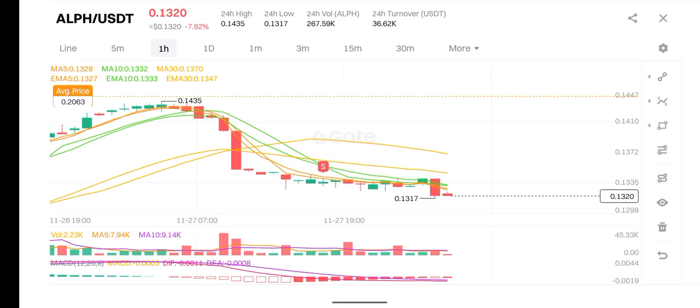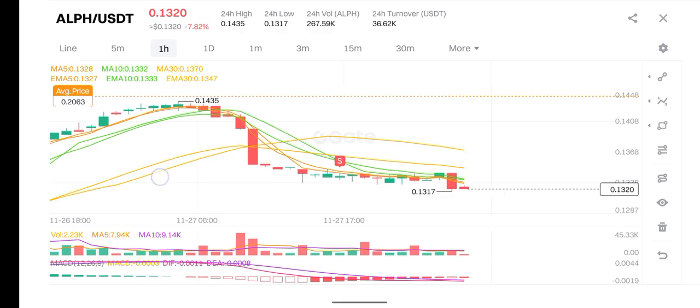Okay, so we have the 5, we have 10, and we have 30 moving averages. We can see how they're overlapping each other. The 5 and 10 are below the 30, symbolizing a downward trend. So the moving averages can give you an estimate of what's actually going on. And we also have exponential moving averages, which follow the same principle I just explained.